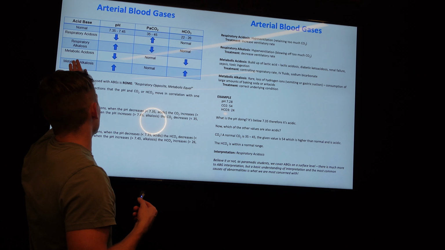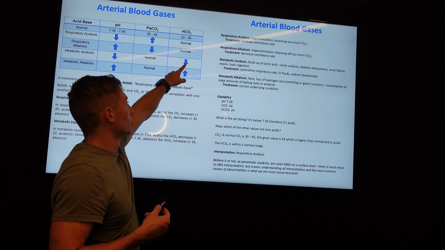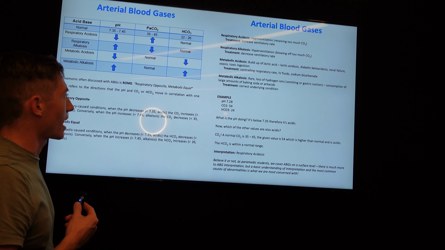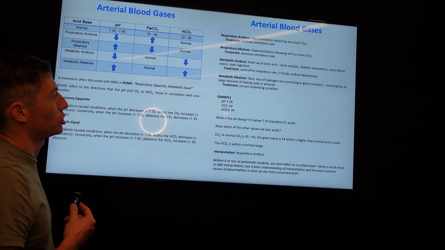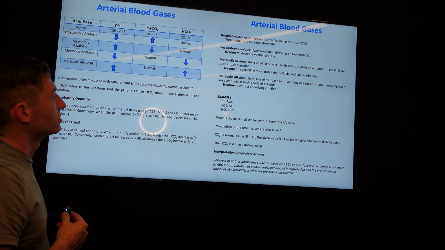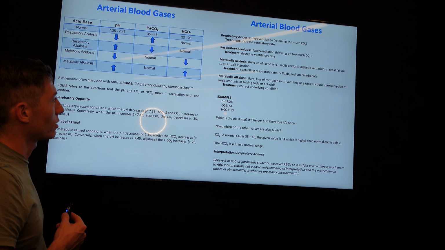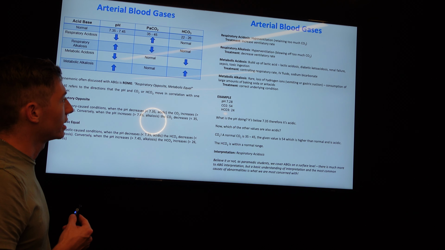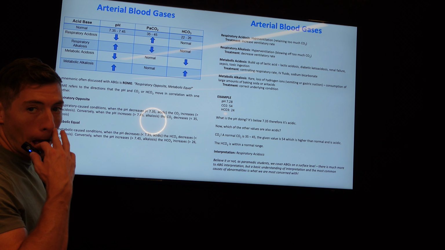In metabolic acidosis, their sodium bicarb is lower. Treatment, increased sodium bicarb. Metabolic alkalosis, a rare loss of hydrogen ions, vomiting, or gastric suction, or consumption of a large amount of baking soda or antacids. To treat, we're going to correct the underlying condition, so pump the stomach.